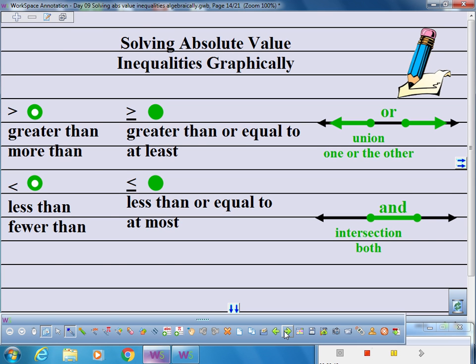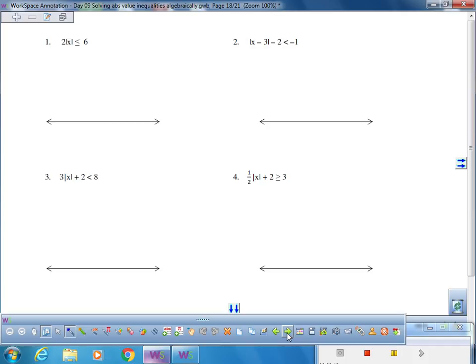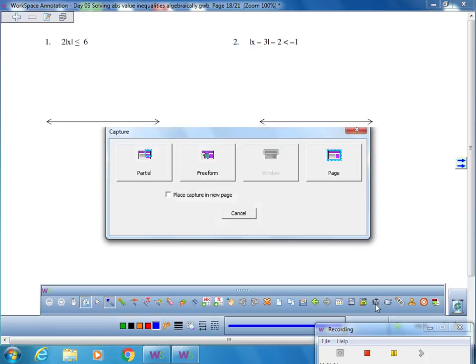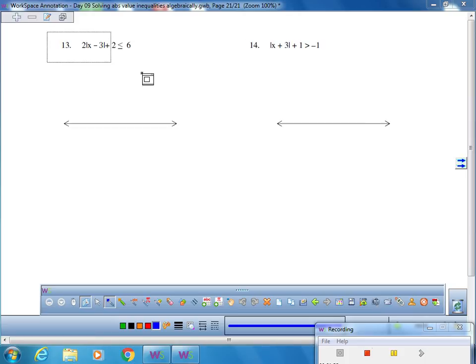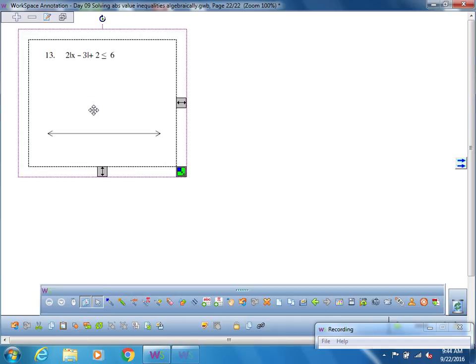Let's see. So why don't you look at your homework, and if you want me to do any of them, I will. Okay, I'm going to do number 13. Let's take a picture of it. Make it big.